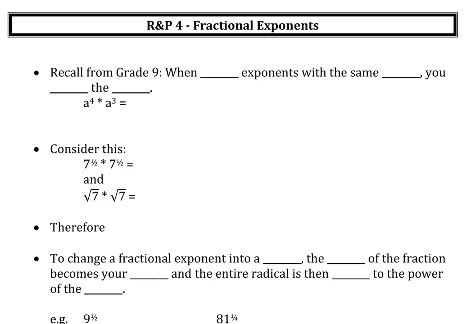So recall from grade 9, remember that when multiplying exponents with the same base, you can add the exponents. So, for example, if I have a to the power of 4 times a to the power of 3, that just turns into a to the power of 4 plus 3, which is just a to the power of 7.